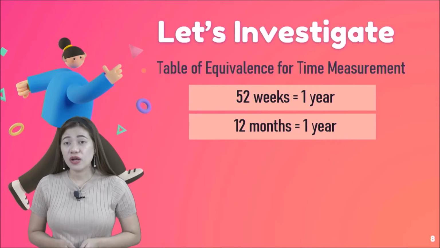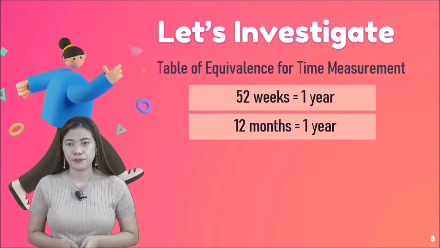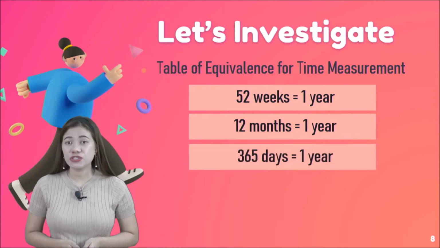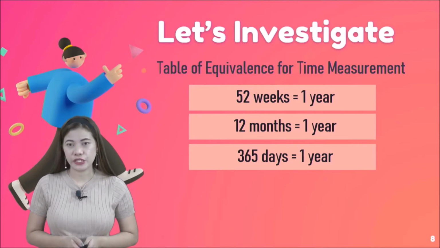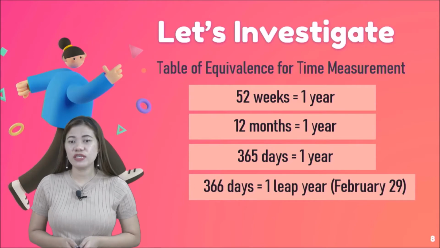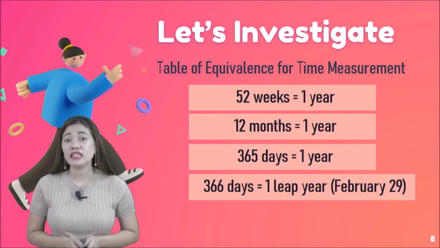And then 12 months is equivalent also to 1 year. Isn't it? In 1 year we have 12 months. That's why we say we have 12 months of the year. And then 365 days is equivalent to 1 year also. How many days do we have in 1 year? 365 days. Very good. The next one, we have 366 days is equivalent to 1 leap year.